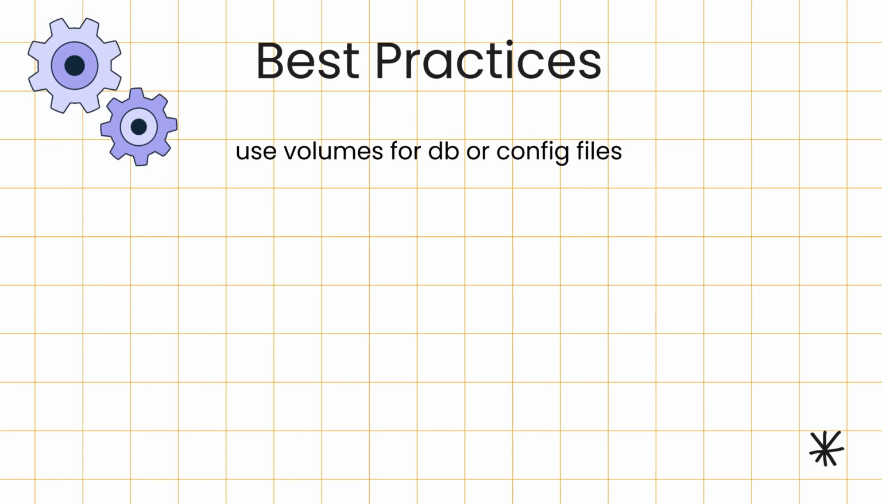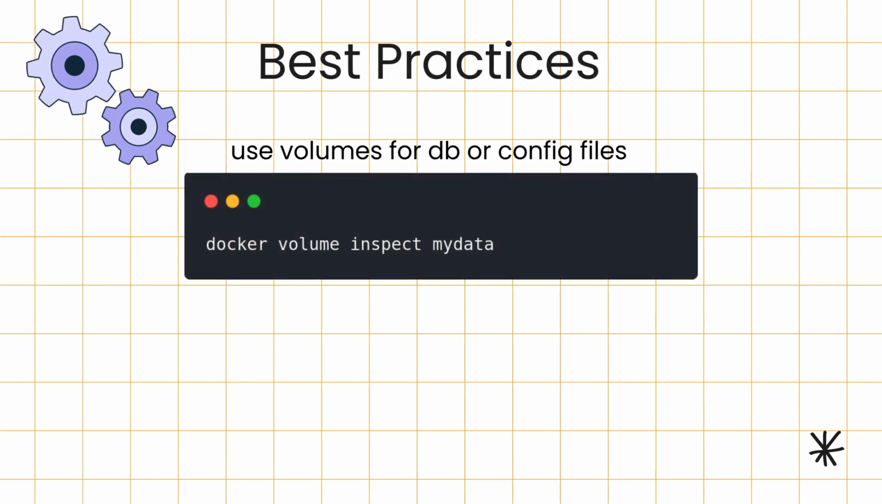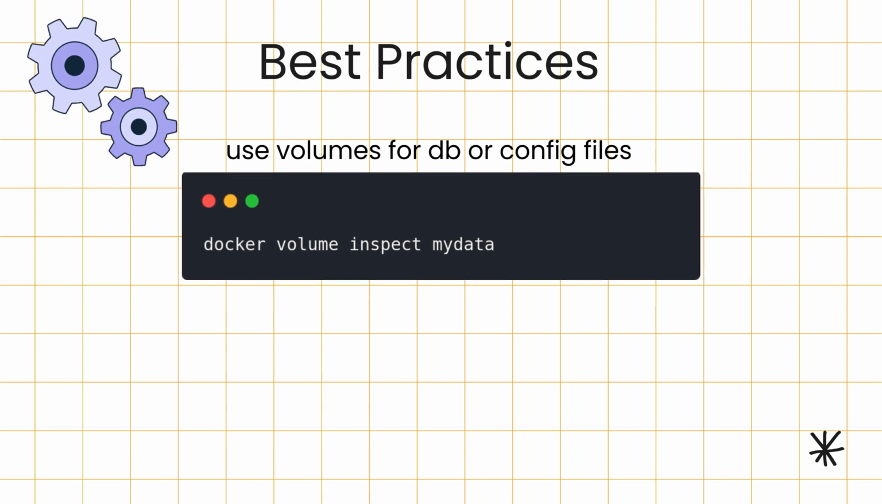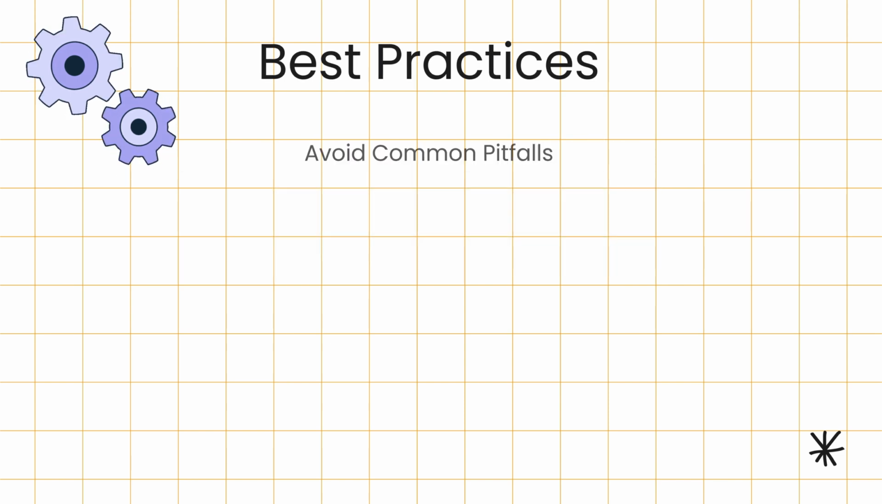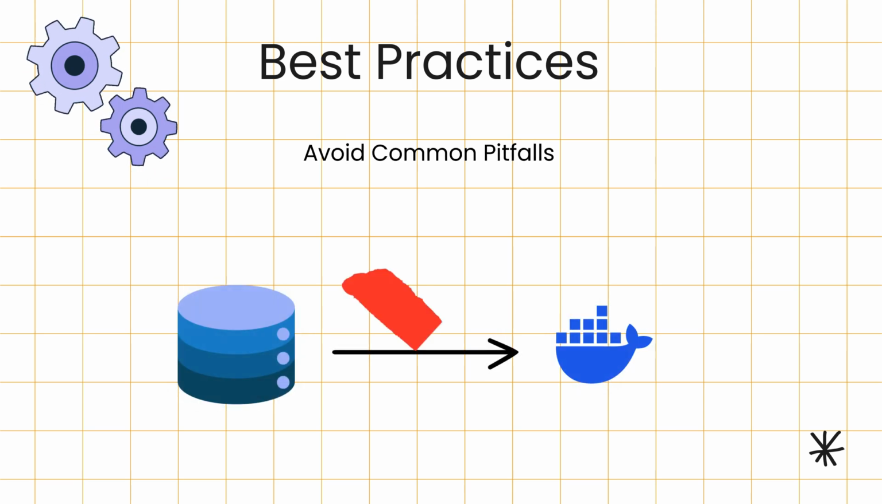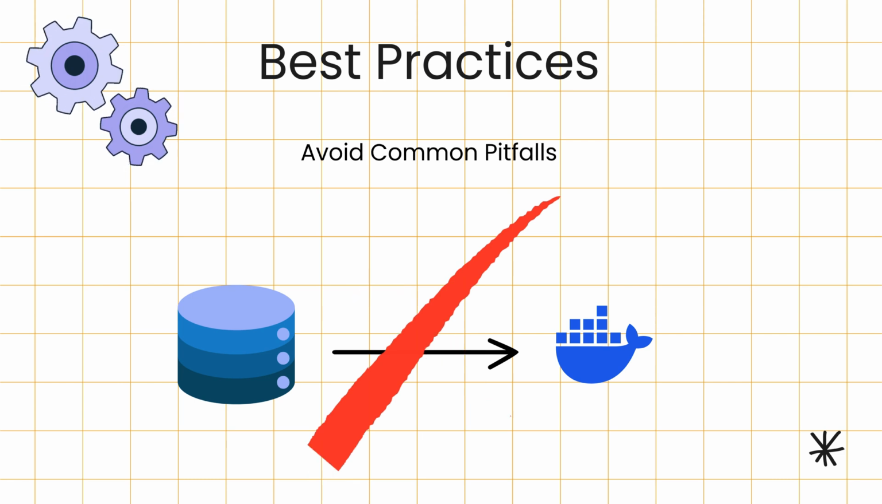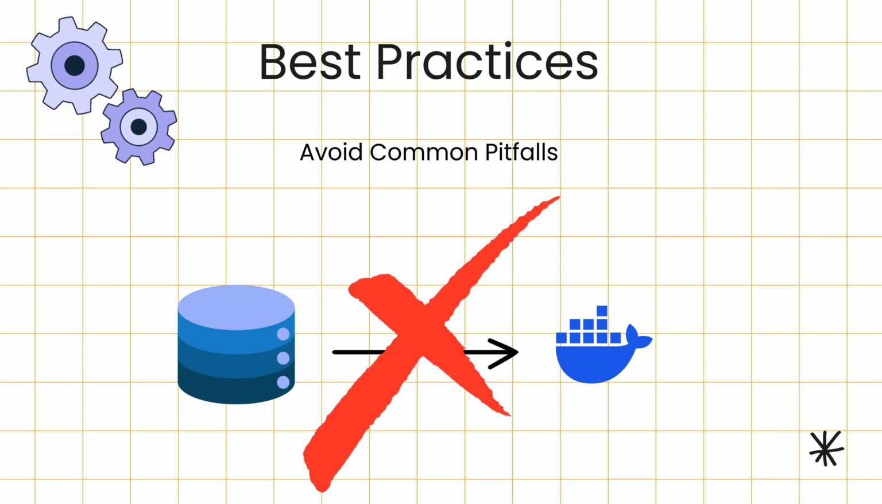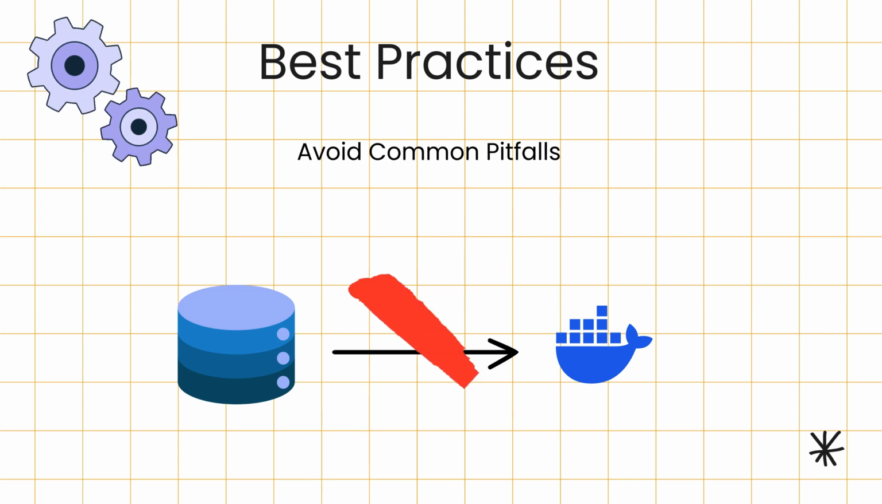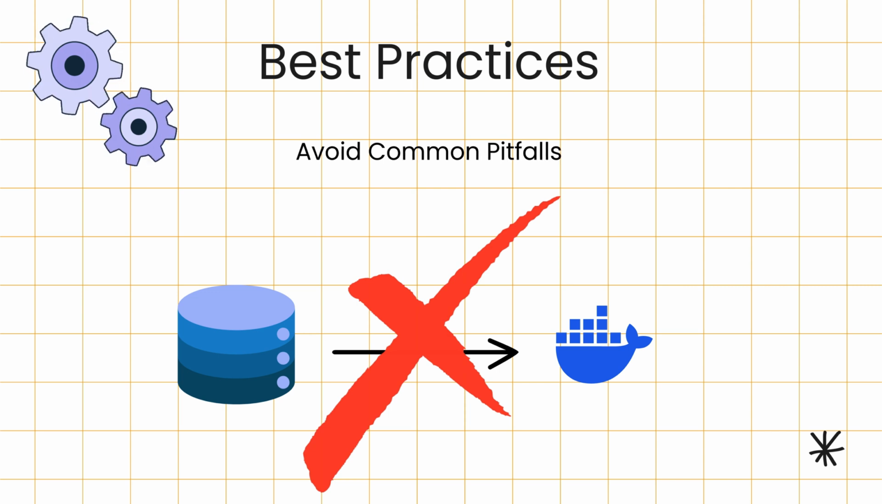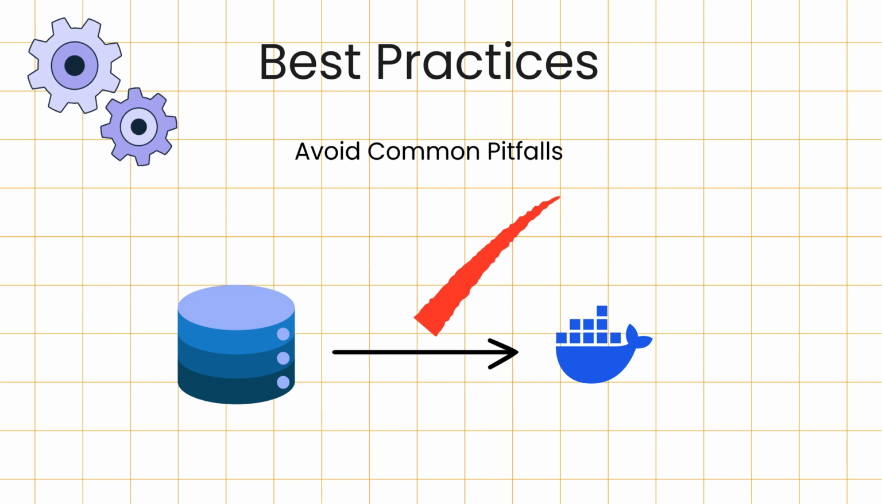To check the details of a volume, use docker volume inspect followed by the volume name. Avoid common pitfalls. Never store critical data directly inside a container. Why? Because when the container is removed, all its data is lost along with it. By using volumes, your data stays safe and persists, even if the container is deleted or replaced.